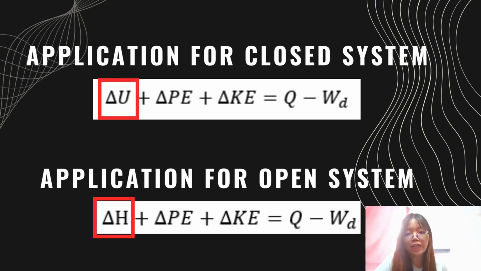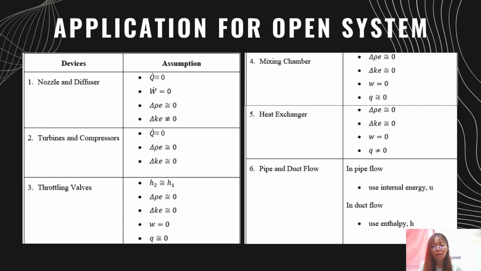So here is the application for closed system and open system. For the closed system, as I said just now, we will usually use the internal energy. And for the open system, we will usually use the enthalpy. Here is the application for open system.